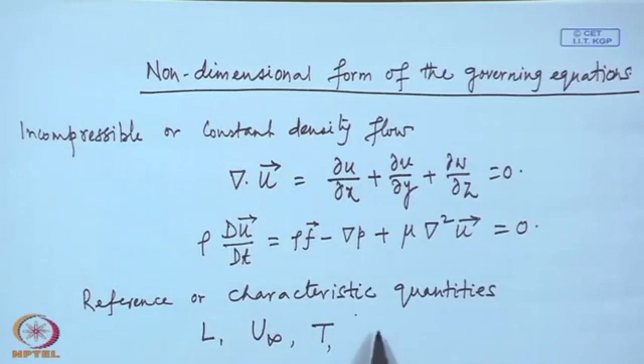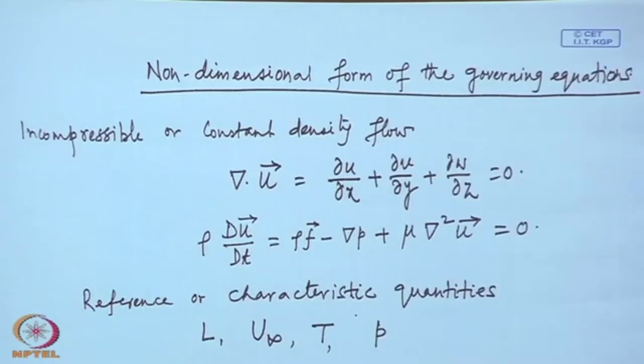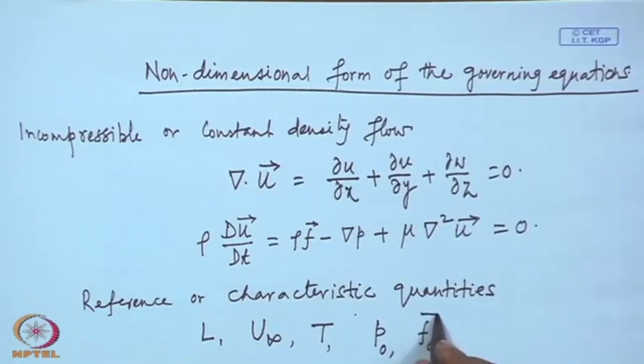Similarly, for pressure also we take the undisturbed pressure or some reference pressure, let us call it P 0. And for the body force also we take a body force F 0. As an example, if this body force is a gravitational force, perhaps we can take the gravitational acceleration on the surface of the earth as the reference, and we non-dimensionalize all other gravitational force in terms of that.